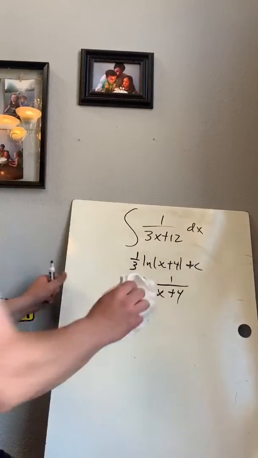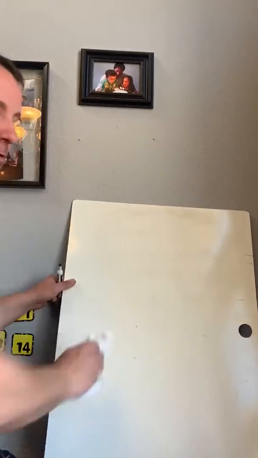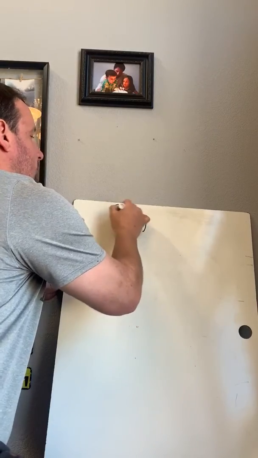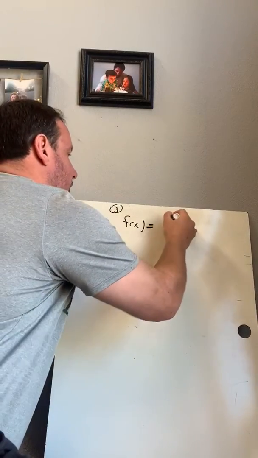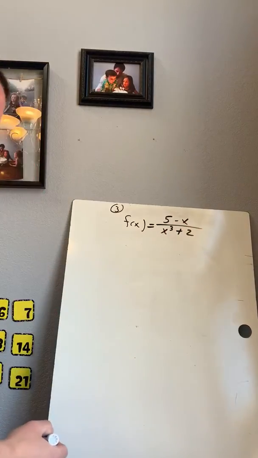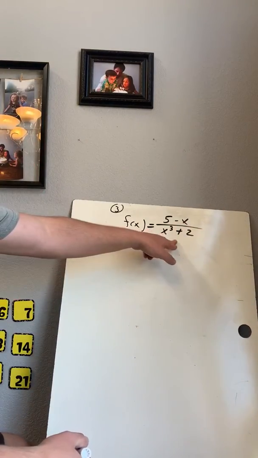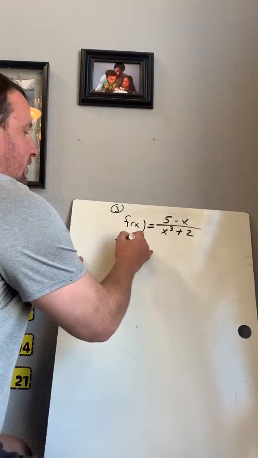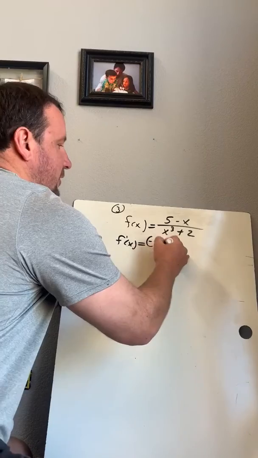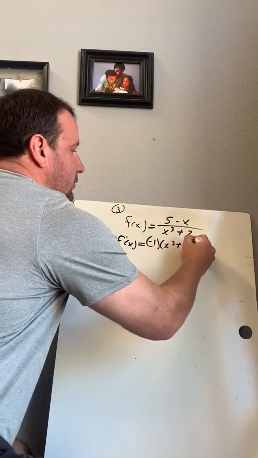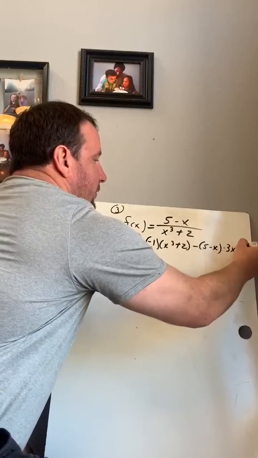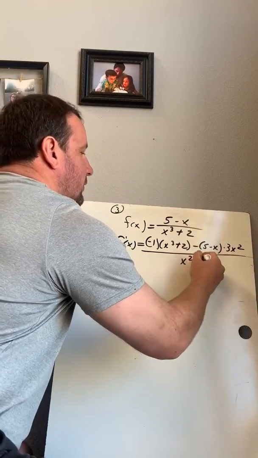Number 3 is f of x equals 5 minus x over x cubed plus 2. No way to split this up. We don't have a single thing on the bottom, so the only way to take the derivative here is to do a quotient rule. So we'll take the derivative of the top, which is -1, times the bottom, x cubed plus 2, minus the top, times the derivative of the bottom, all over the bottom squared.